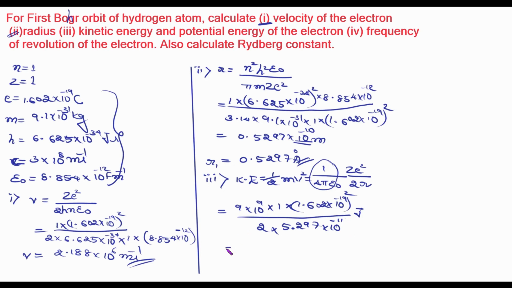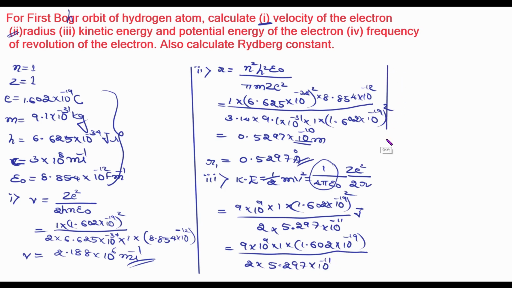So what you will have is 9 into 10 to the power of 9 into 1 into 1.602 into 10 to the power of minus 19 whole divided by 2 into 5.297 into 10 to the power of minus 11. If you solve this properly, you will get the kinetic energy equal to 13.6 electron volt. Kinetic energy is equal to 13.6 electron volt.